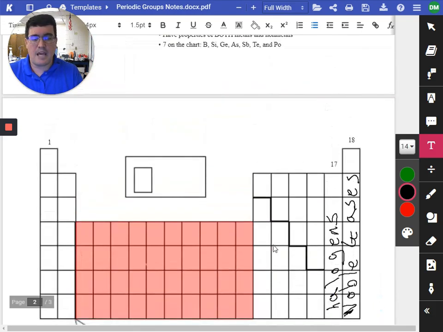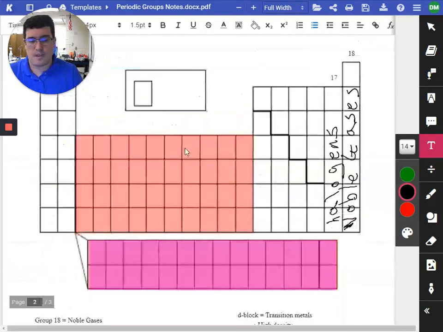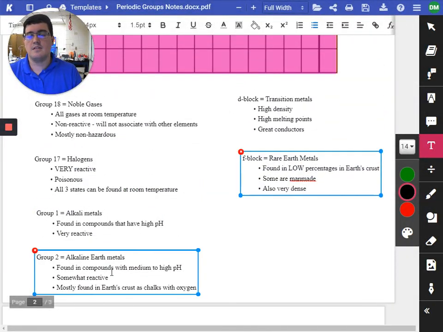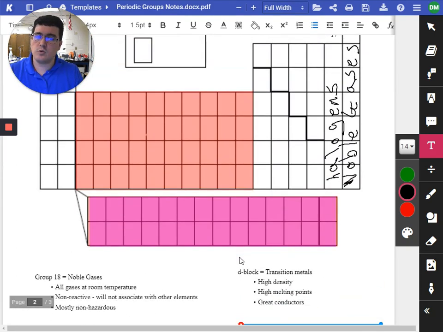It may be man-made. If I asked you, what about calcium, for example, you'd say, well, calcium is found in medium to high pH compounds, somewhat reactive, mostly found in Earth's crust as a chalk, where it's combined with oxygen. But that's just sort of the idea.